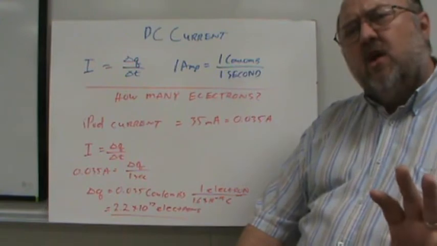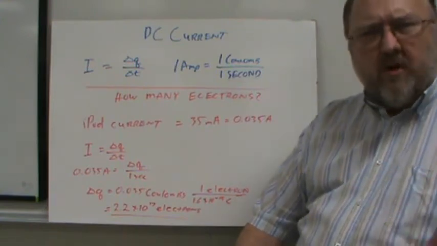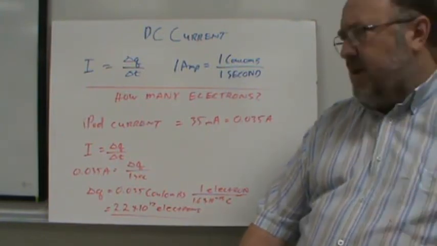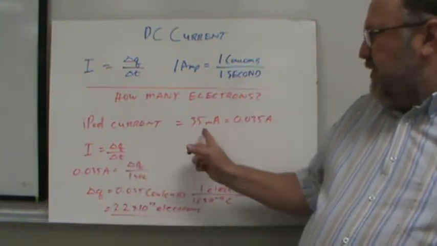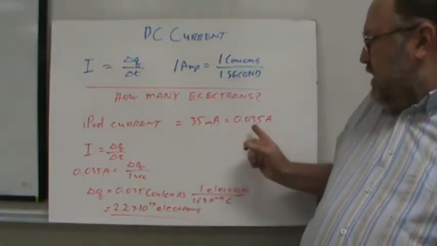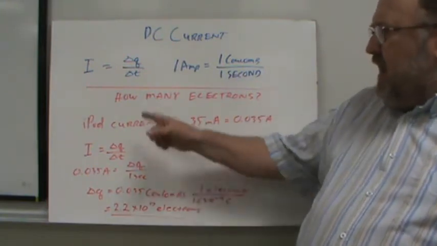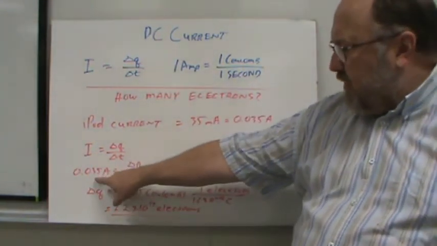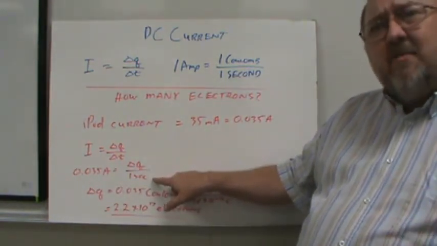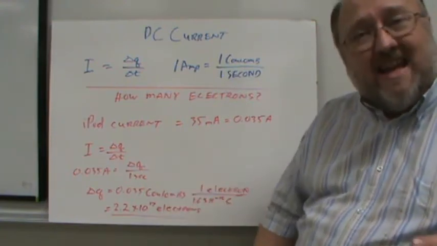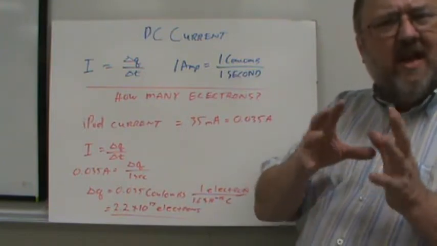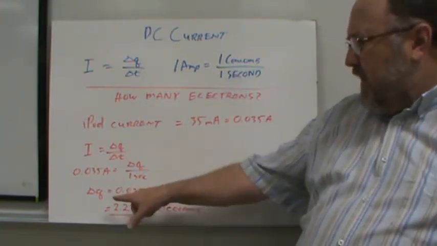Let me give you a feel for how many electrons we're really talking about. I looked up the other day an iPod has a current of 35 milliamps. Milli, so I divided it by 1,000: 0.035 amps. I just applied this formula to it. 0.035 is equal to change in charge divided by 1 second, in an attempt to find out how many electrons are going down the wire in any given second, down the wire from the battery in your iPod to all the electronic gizmos that make music for you.